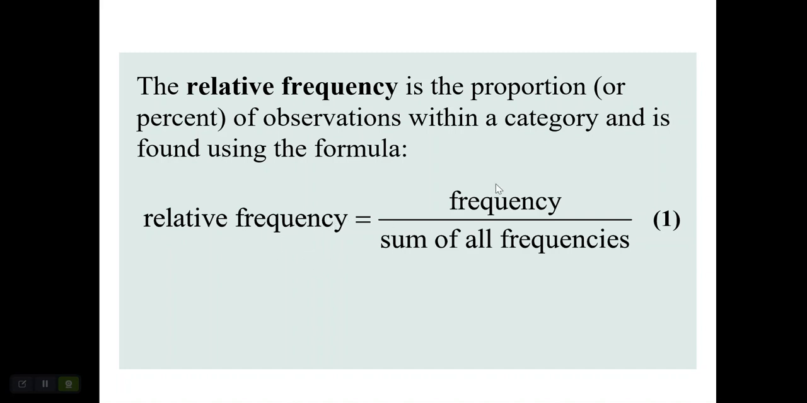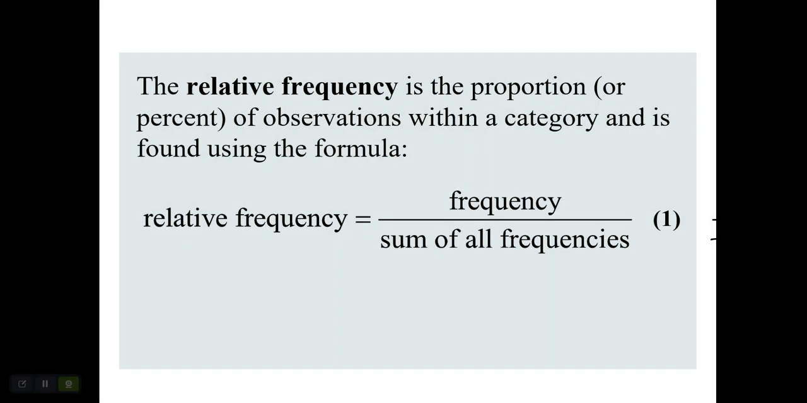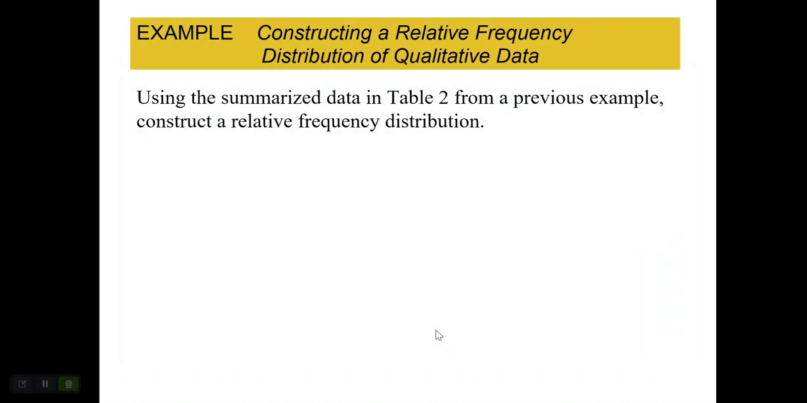So the relative frequency is the frequency divided by the sum of all the frequencies. Or sometimes we use the formula in here: for the frequency we use F, and for the sum of all the frequencies we use N. So you might see the first formula here is called F over N. Okay, F over N is the relative frequency distribution.